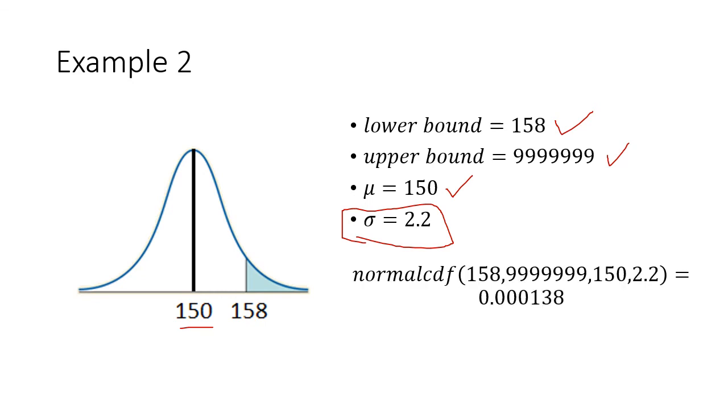And I type that into my normal CDF, and now I get a result of 0.000138. So that's way less than 1%. That's actually going to only happen 1 out of 10,000 times. That's definitely smaller than 5%. It's definitely smaller than my 0.05. This would absolutely be unusual.